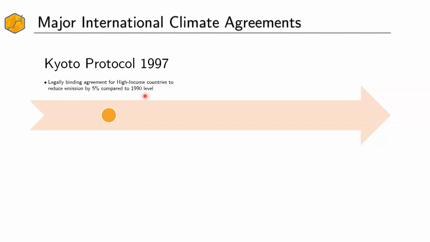So they contributed to the emissions primarily. Before we started polluting the air, they polluted. So that was a legally binding agreement among the developed countries. However, this was not successful.